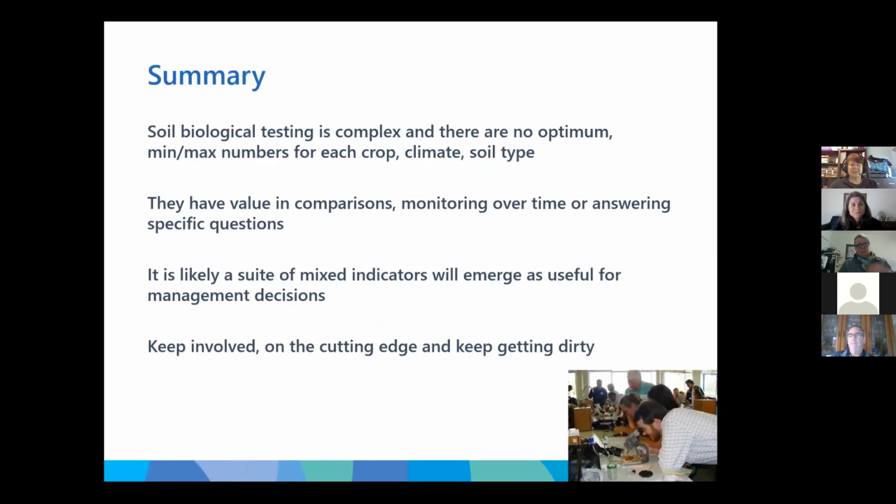So I'll just summarise, soil biological testing is quite complex, and there are no optimum, minimum, maximum range numbers for each crop, climate and soil type, unfortunately, just not yet. But they do have value in comparisons and monitoring over time or answering specific questions. And it's likely that a suite of mixed indicators will emerge as useful for management decisions. We're getting there. And keep involved and keep on the cutting edge and keep getting dirty. And that's it.